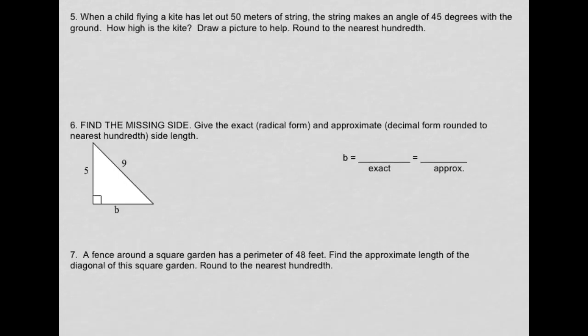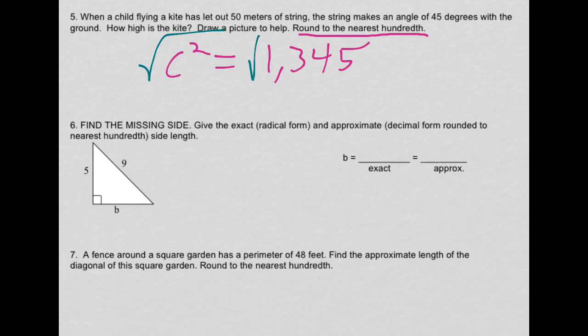Number 5 we're not going to really work through, but I am going to draw your attention to something. It says round to the nearest hundredth, right? So if you get an answer like c squared equals 1,345, then you know you're going to have to square root both sides, and you'll get c equals, and then you just plug 1,345 into your calculator.